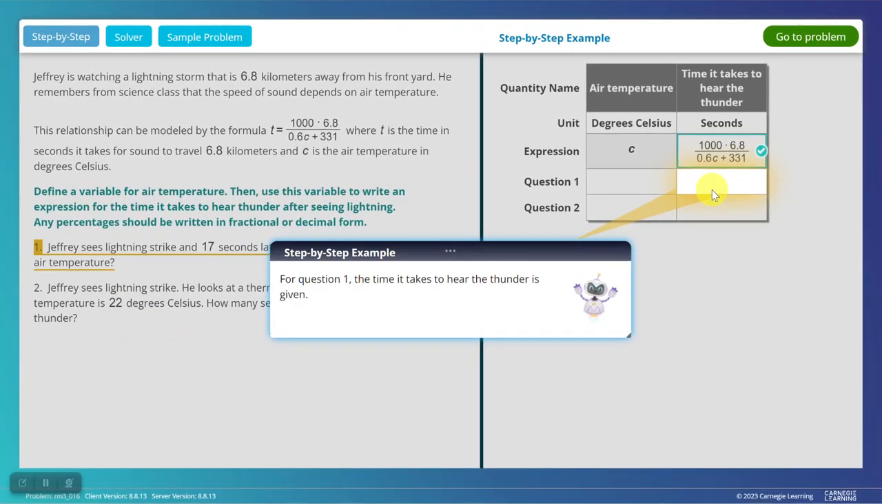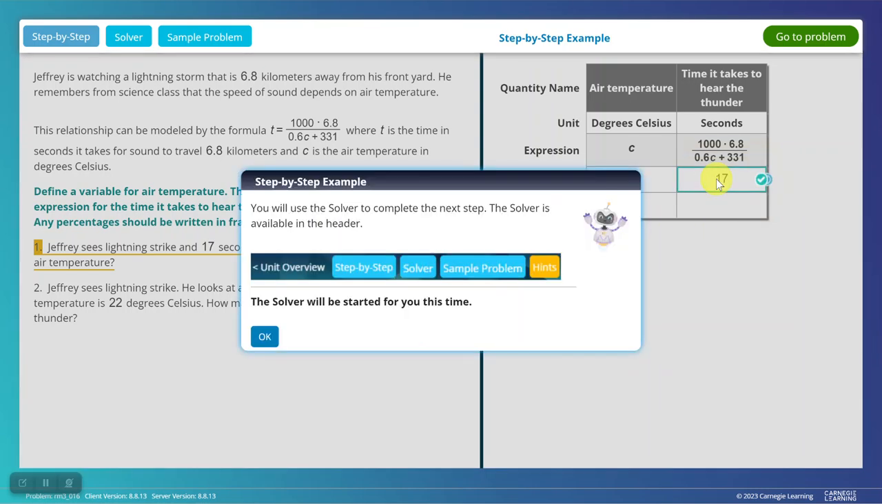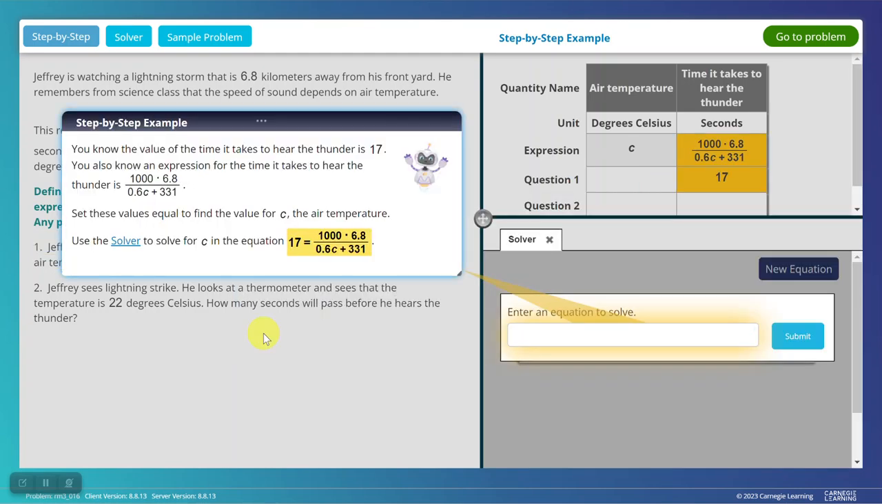Here we go. Okay, so question 1 says, Jeffrey sees lightning strike and 17 seconds later he hears the thunder. What is the air temperature? So this expression represents the time it takes to hear the thunder. So he heard 17 seconds later, so we're going to put a 17 here. And we're going to have to set this expression equal to 17. And so we're going to make an equation. So we're going to go to the solver. Okay, so we're going to do 17 equals 1000 times 6.8 divided by 0.6C plus 331.